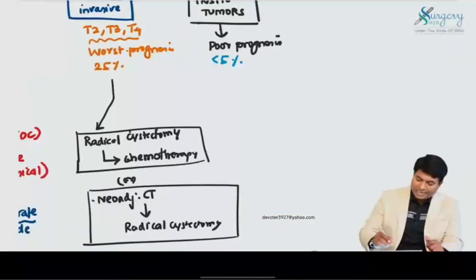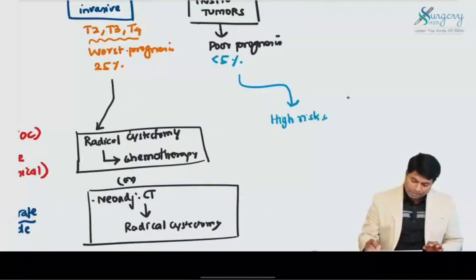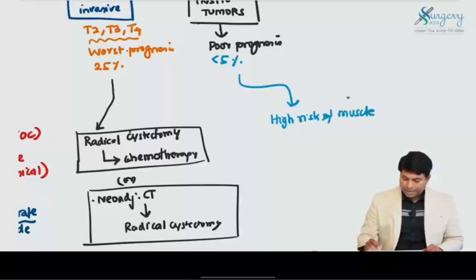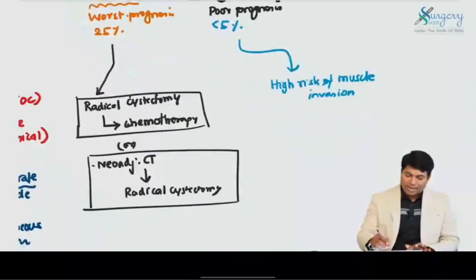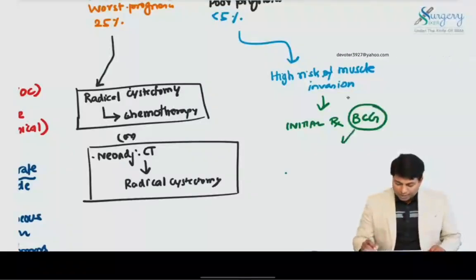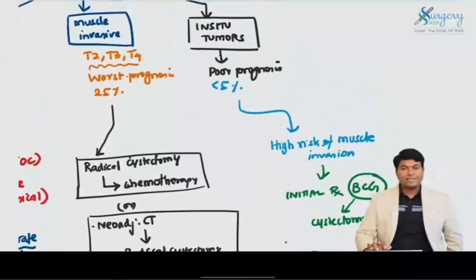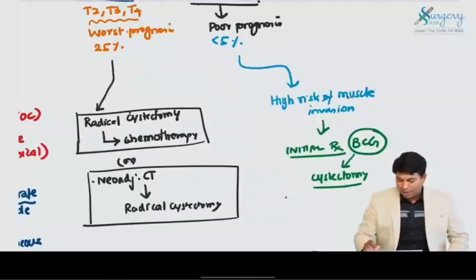For carcinoma in situ cancers, there is a high risk of muscle invasion. Therefore, what will the initial treatment be? BCG is the initial treatment for these patients. If there is no response, then we go for cystectomy. So in situ cancers have a high risk of muscle invasion. Initial treatment will be BCG. If not responding, we will go for cystectomy also.